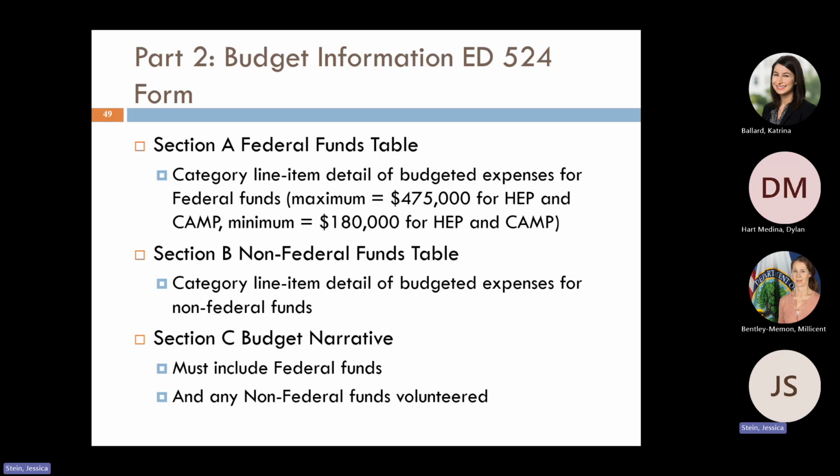Applications that request more than the maximum may be rejected, and applications that request less than the minimum amount will be rejected. Applications must provide sufficient detail for use of federal and non-federal funds in the budget narrative and include line item detail for budget expenses for all non-federal funds. All blank answers will be interpreted as zero and would be considered below the minimum in the federal funds table. Please refer to this slide for additional information on Form ED-524.